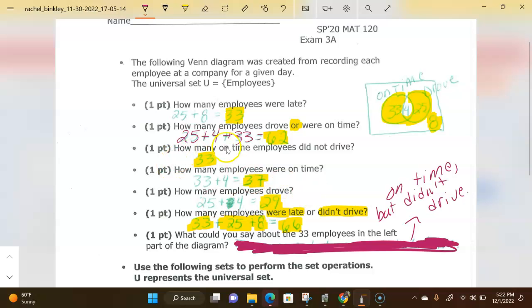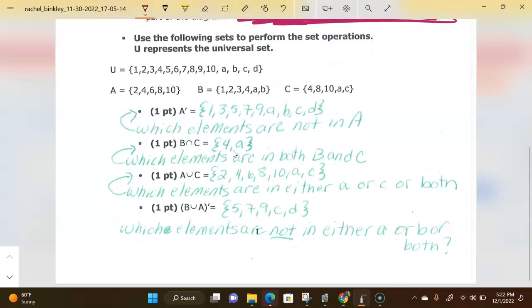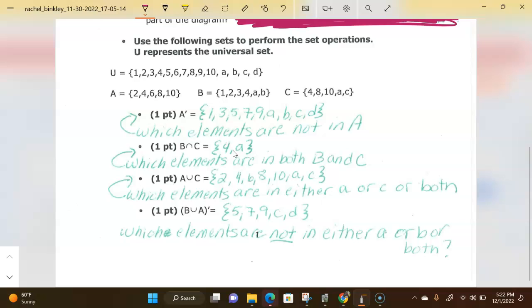All right, what's next here? Use the following sets to perform set operations. All right, so let's just talk our way through this. So we have a universal set. This is everything in the set, right? Then we have a subset of that, A. So A is parts of that set. B is different parts of that set, but maybe they have some things in common. And C is even a different part of that set.